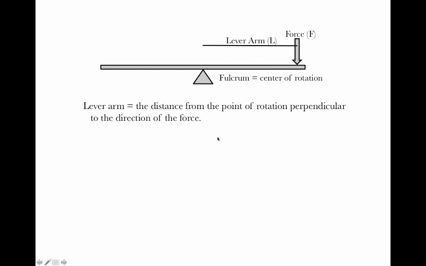We can define a lever arm as the distance from the point of rotation, from this fulcrum, perpendicular to the direction of the application of the force. If the force is being applied straight down and this lever is flat, the lever arm is just going to be the distance from the center of rotation straight along this lever to the application of the force. And if this force is unopposed, that's going to cause a rotation in this lever.